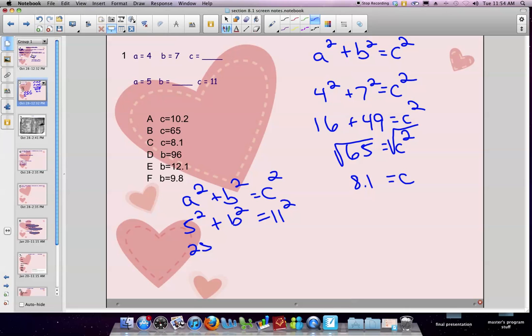So it would be 25 plus b squared equals 121. And then we would have to subtract the 25 over to the other side. So b squared would equal 96. And then we would take the square root of 96, and we would get 9.8. We'd have to square root and square root. That's how you use the Pythagorean theorem. The biggest trick is making sure that you put the right numbers in the right spots in the formula.